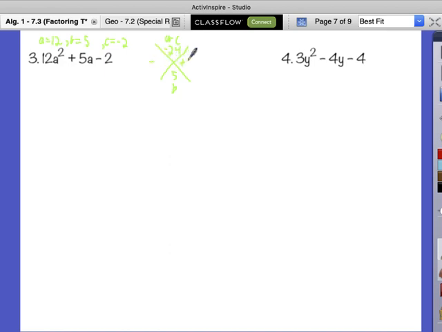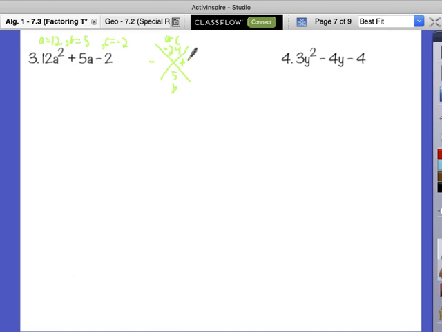I always like to put my negative first, just because it makes it a little easier when we factor by grouping. You don't have to, but I think it makes it a little bit easier when we factor by grouping if you do it that way. Like I said, you don't have to. I just think it makes our life a little easier. So I suggest putting the negative first, but you don't have to.